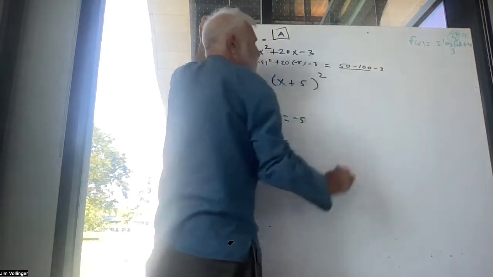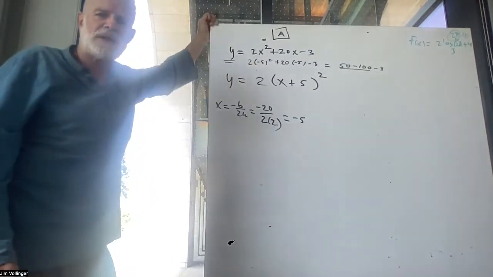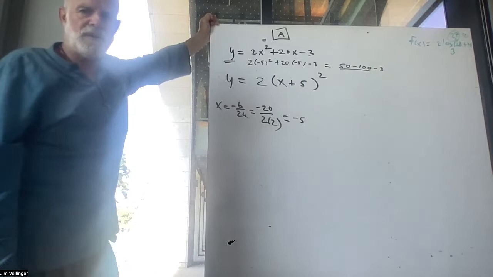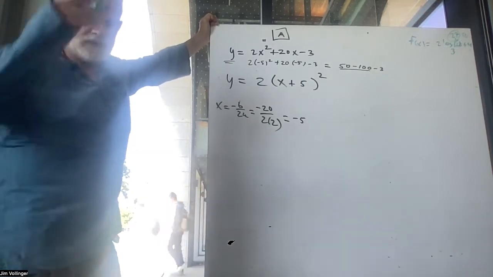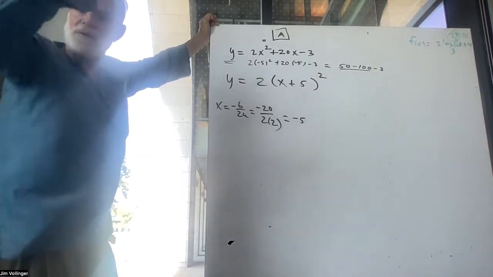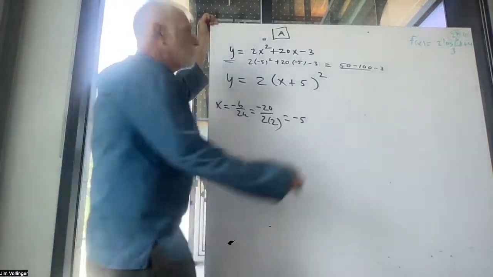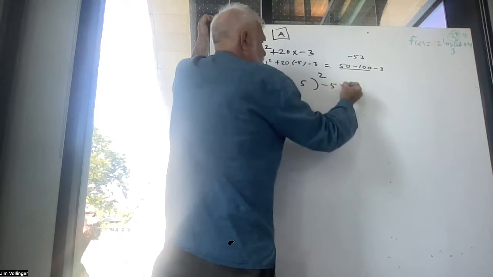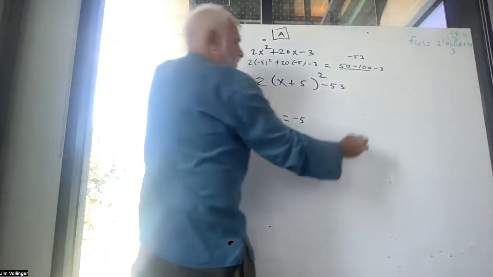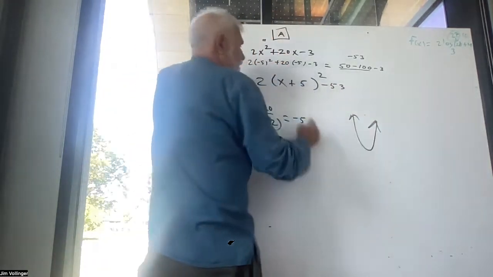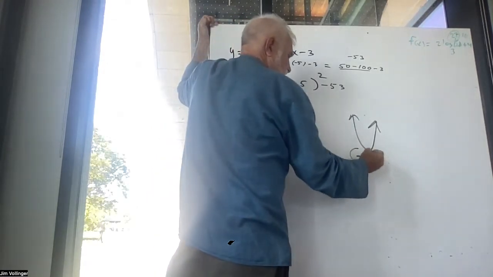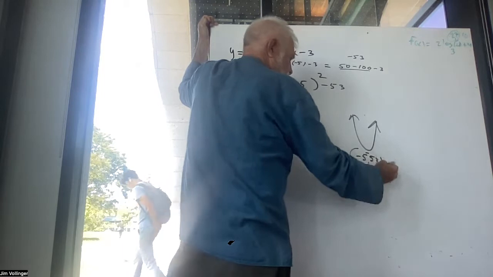I look at the first two numbers. They have different signs. One's positive, one's negative. That's good. And the middle term's twice the size of the first term. That means I've got the right number. And so this is minus 53. So what do we have? We have a cup shape up. Negative 5, negative 53 is the vertex. Negative 53, I'll have to put it there.